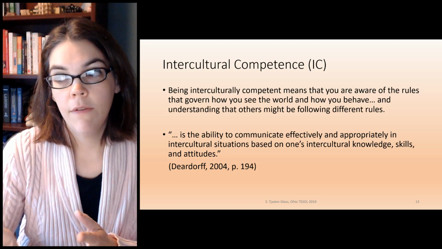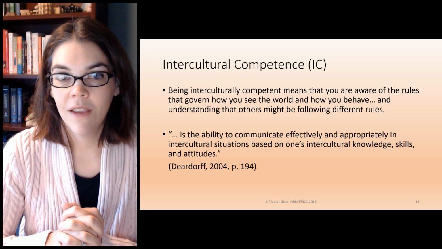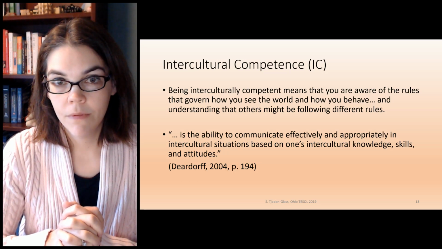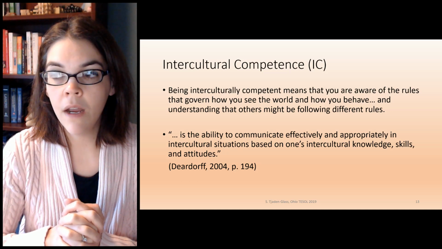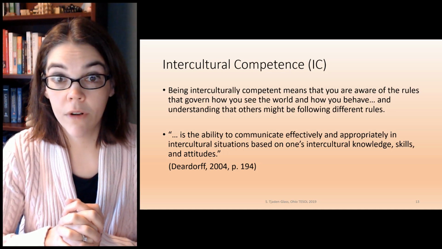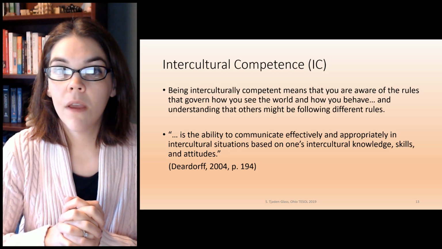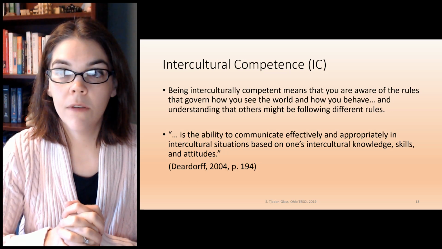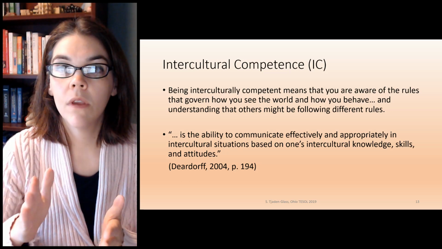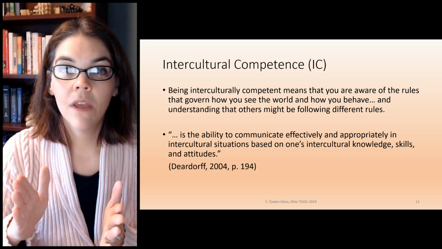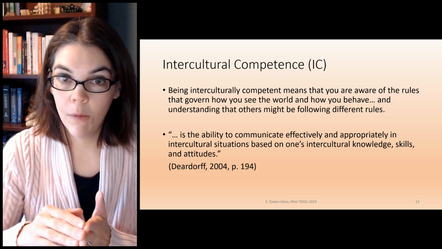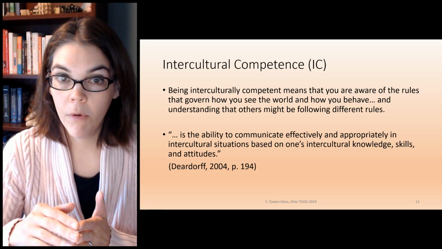Nowhere in this definition does it say speaks a lot of languages, because it's more than that. It's not just the words. Intercultural competence is about being able to use skills and strategies and appropriate attitudes to develop your knowledge so that you are appropriate and effective.